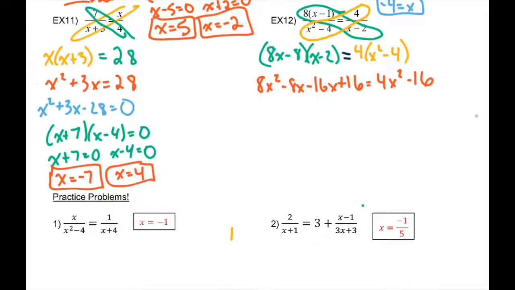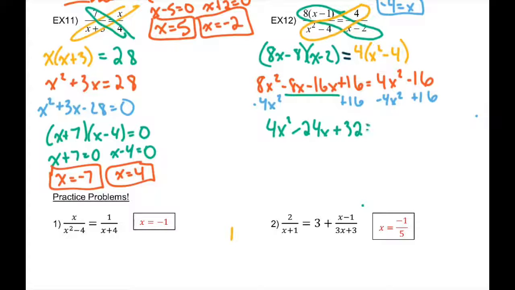So I'm going to try to get everything on the left. So that means subtracting the 4x squared and adding the 16. So we get 4x squared. I'm going to combine these x's to be negative 24x plus 32 equals 0. And now I would try to factor this, but we have this coefficient of 4. I don't want to deal with that, but I do see that everything can divide by 4. So we can just pull out the 4, do that greatest common factor there. And now hopefully this trinomial here is going to be a little bit easier to factor.